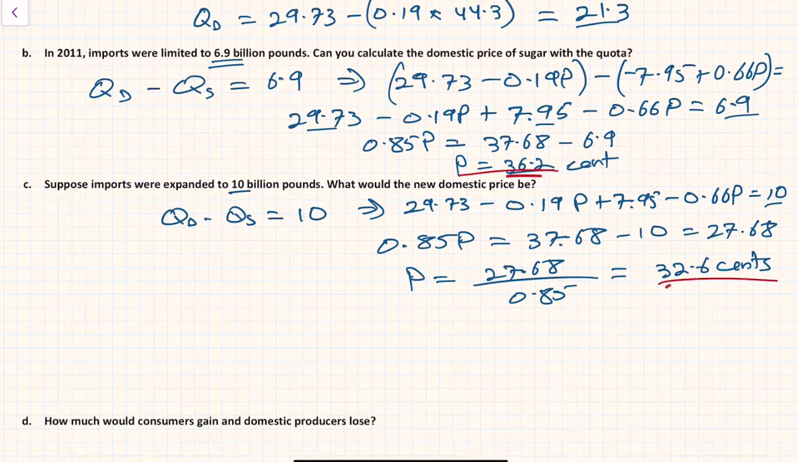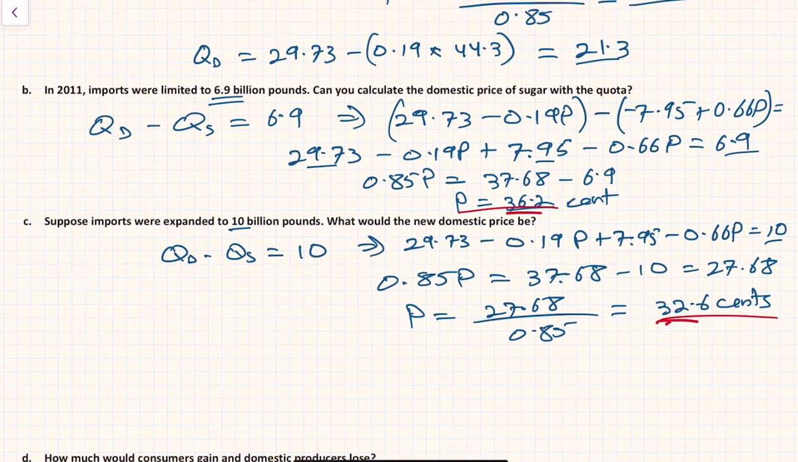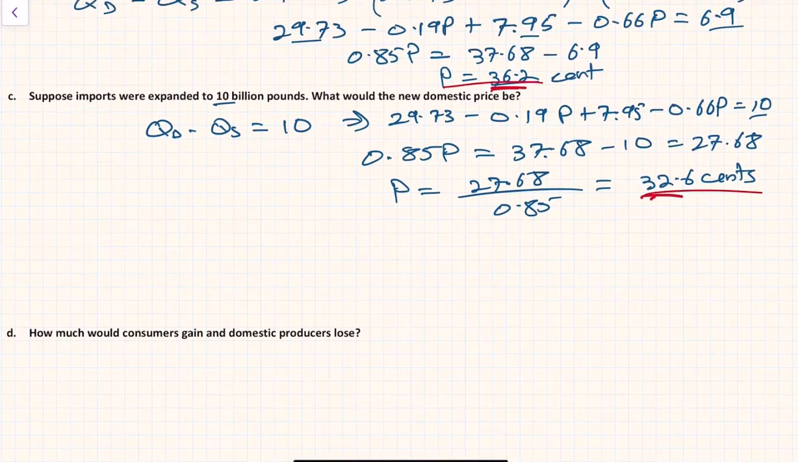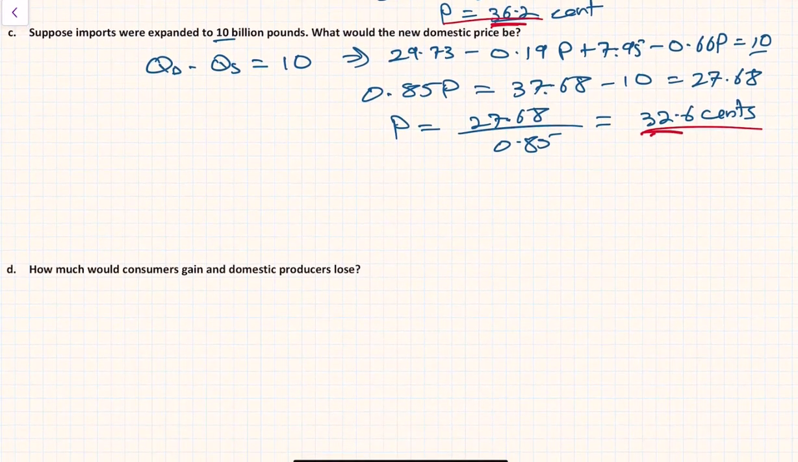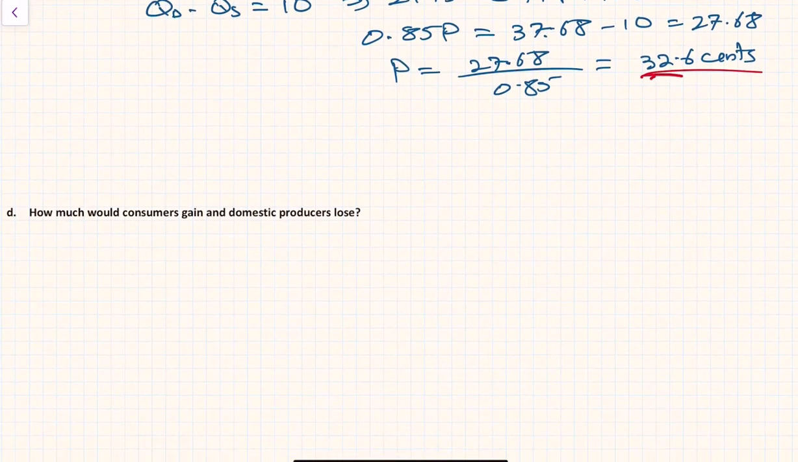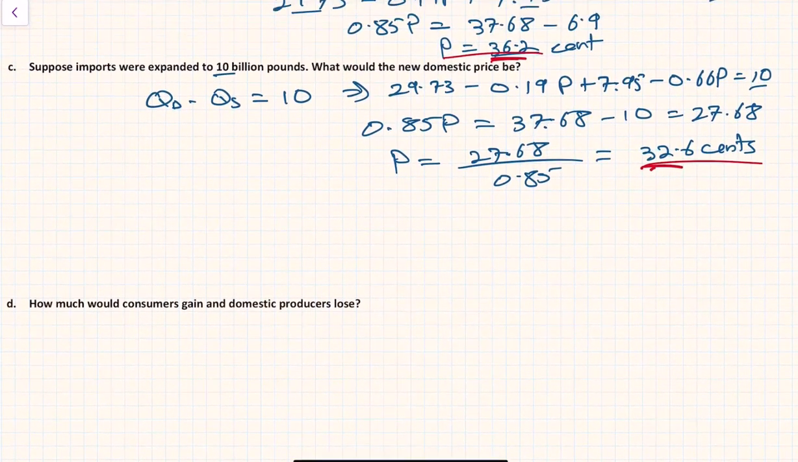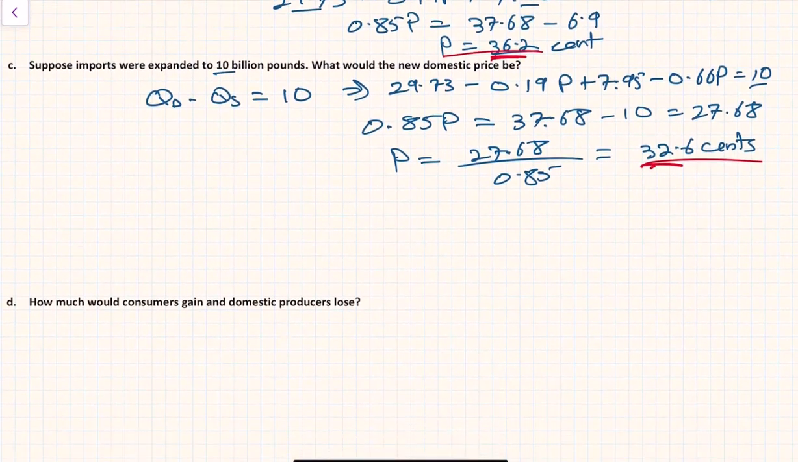Then we can find the domestic demand and supply by plugging in any one of those. Let's say that we plug 32.6 into our demand curve. We can subtract 10 from it, and we will get our quantity supplied. Similarly, we can plug 36.2 into our demand curve, and once we subtract 6.9 from it, we get the domestic quantity supplied of sugar. To illustrate the domestic demand and supply at each of these import regimes, our demand curve is given by 29.73 minus 0.19p.